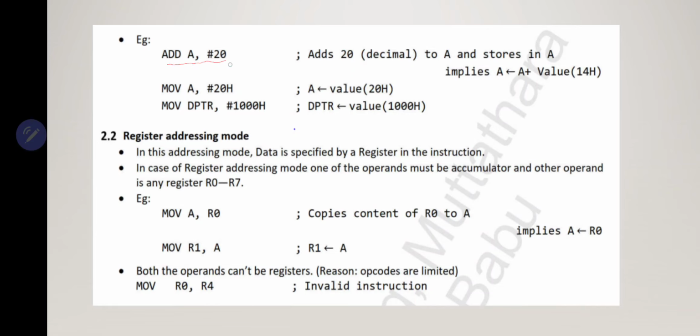So this is ADD A, #20. This is immediate addressing mode, because immediately we are taking data. MOV A, #20 means that the value 20 is moving to the accumulator A. MOV DPTR, #1000: DPTR is a 16-bit register, while A is an 8-bit register, so #1000 is moving to the data pointer. So this is immediate addressing mode.